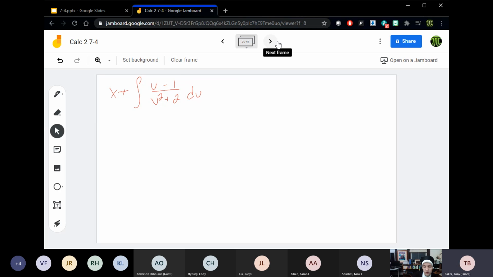So now that I've got subtraction on the top in my numerator, I can actually split this into two problems. So I can do u over u squared plus 2, and I can do minus 1 over u squared plus 2. So I can split those two up now. So let's look at this first one. Let's do that first one first.